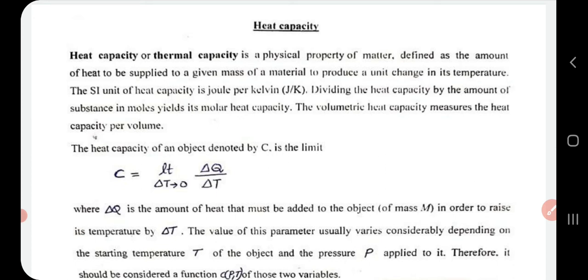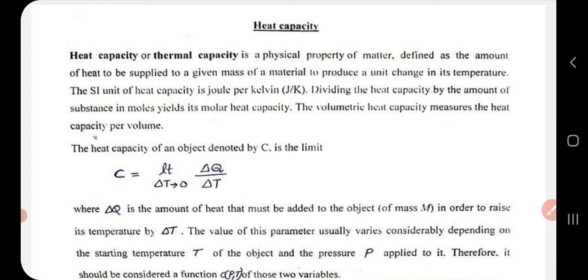Now heat capacity. Heat capacity is also called thermal capacity. It is a physical property of matter defined as the amount of heat to be supplied to a given mass of material to produce a unit change in its temperature. That is the definition for heat capacity. Its unit is joule per Kelvin. Now when you divide that heat capacity by the amount of substance in moles, you will get molar heat capacity.